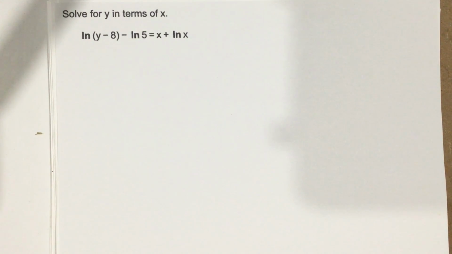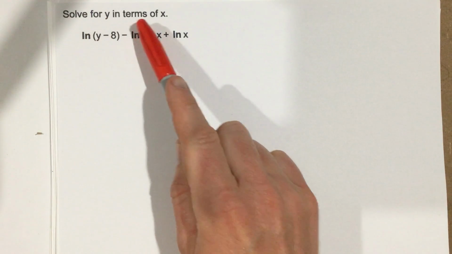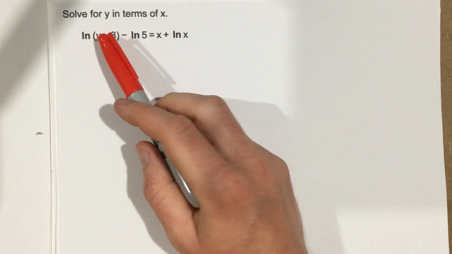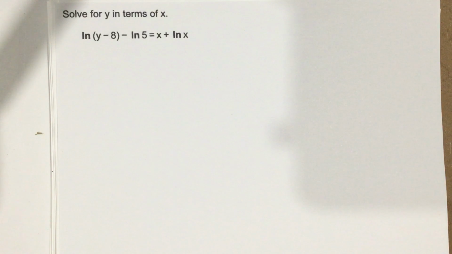This is problem number 7 from section 1.6. In this problem it says, solve for y in terms of x. So they want us to get y by itself. So it says y equals some expression on the right side.